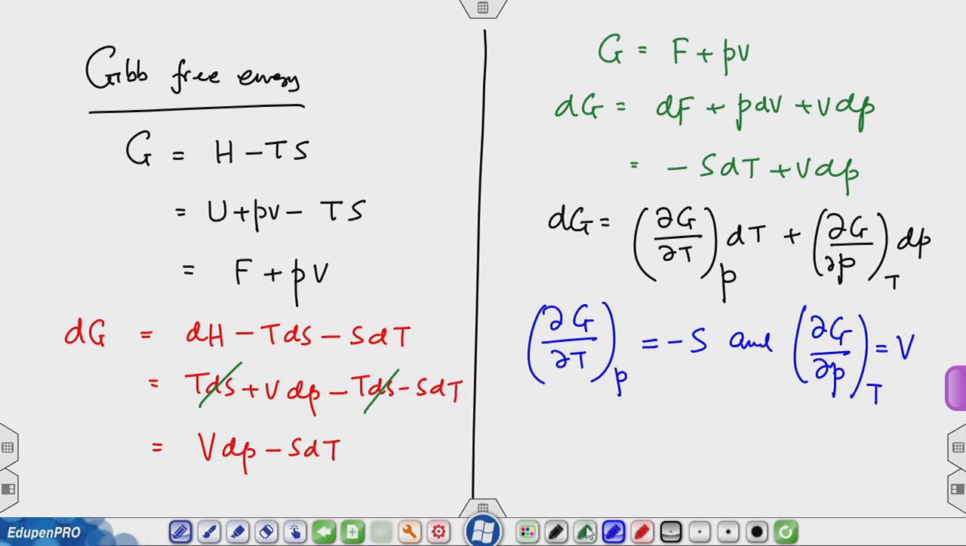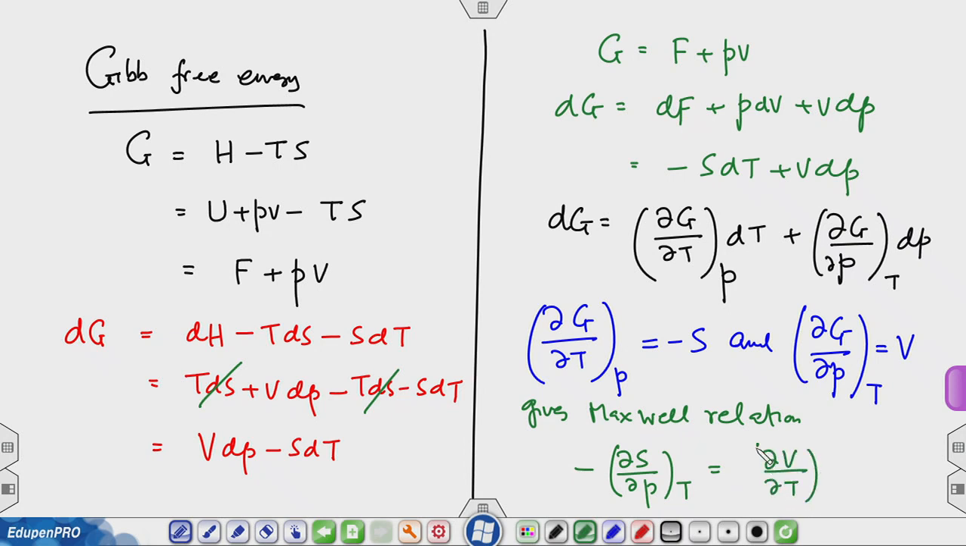And this gives a Maxwell relation, and we have derived these so many times that I don't have to tell you again that I'm taking the second derivative of dG with respect to P and T in two different directions, and this gives me minus partial S partial P at constant temperature is equal to partial V partial T at constant pressure.